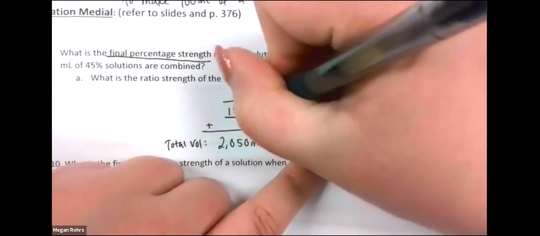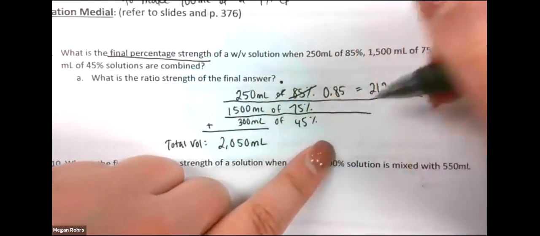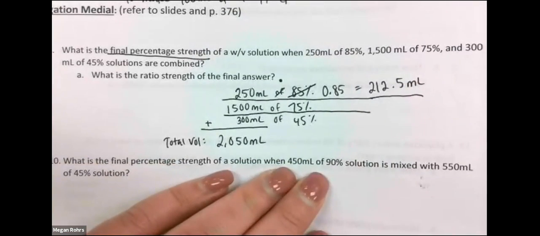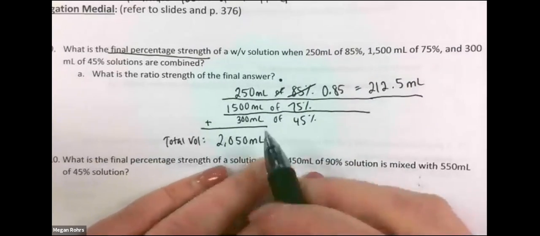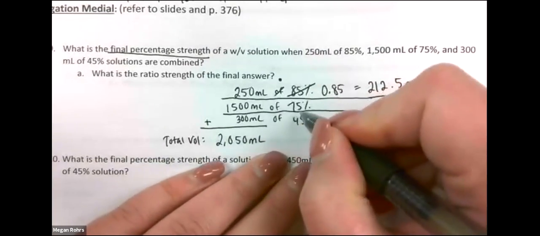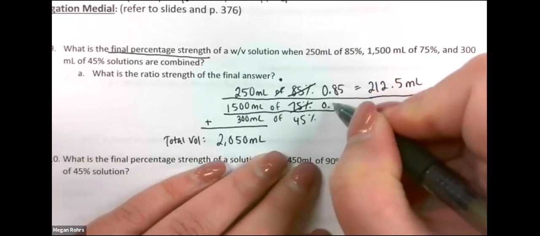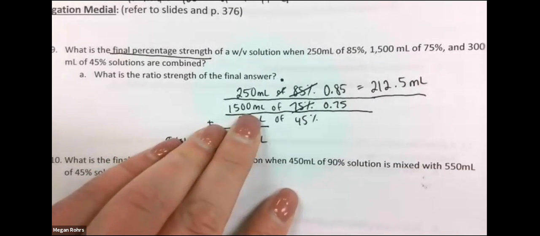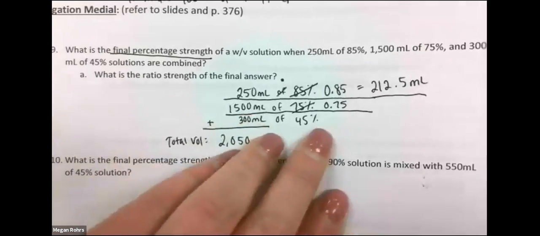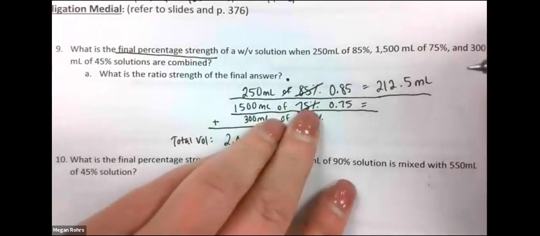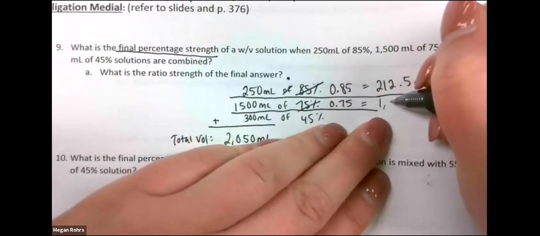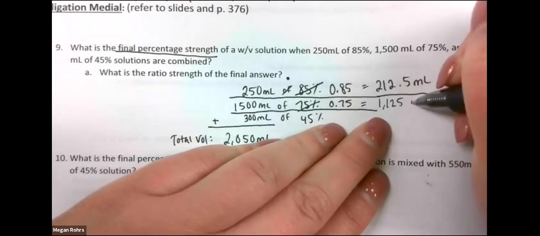So you're just changing the percent into a decimal and then multiplying that volume by that decimal. So once again, 75%, that would be 0.75. So we're taking 1,500 times 0.75. We're essentially finding 75% of 1,500, which gives us 1,125 mils.